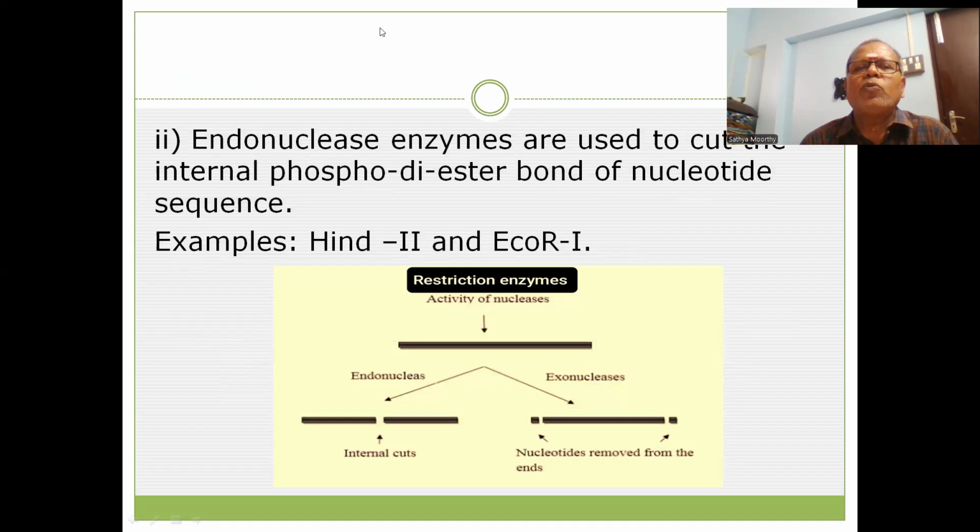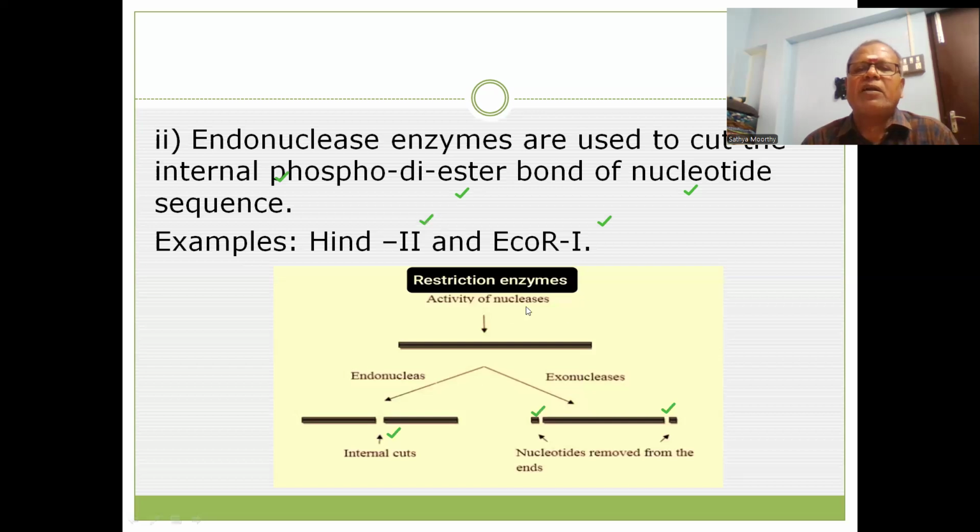Endonuclease enzyme is used to cut the DNA in the internal phosphodiester bond of nucleotide. So if you cut in the peripheral region of the nucleotide sequence or DNA or RNA, we are calling it exonucleases. If it cuts in the middle or creates internal cuts, we are calling it endonucleases. Examples for endonucleases are HindII and EcoR1.